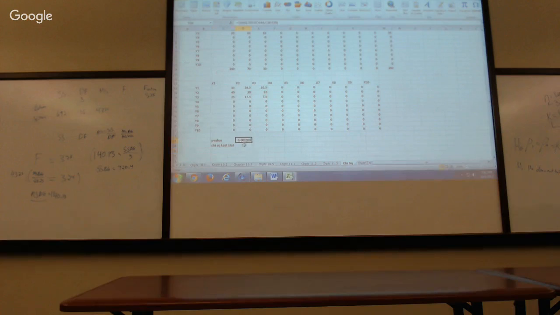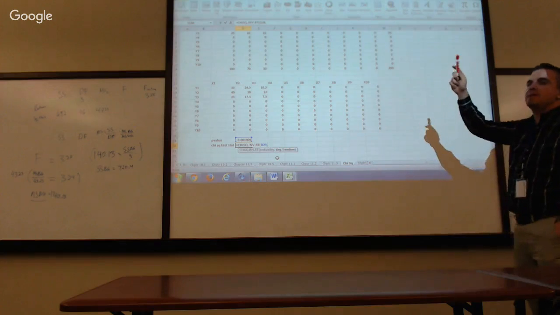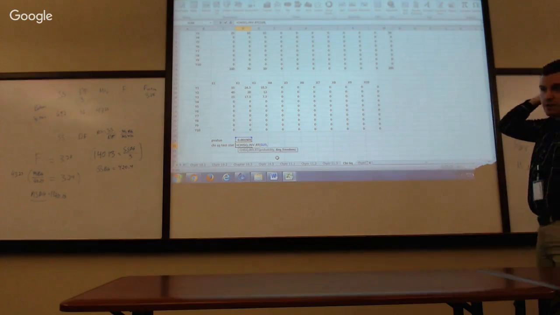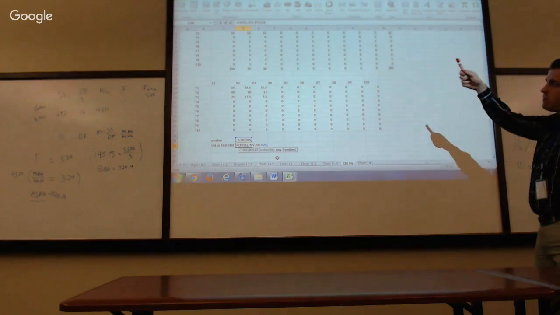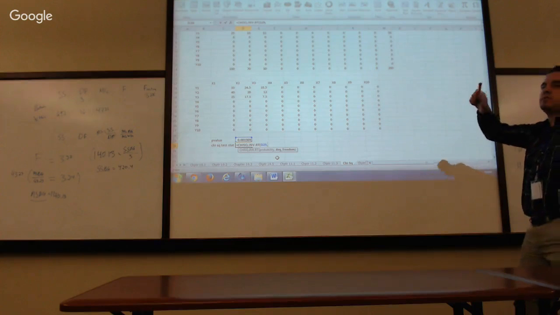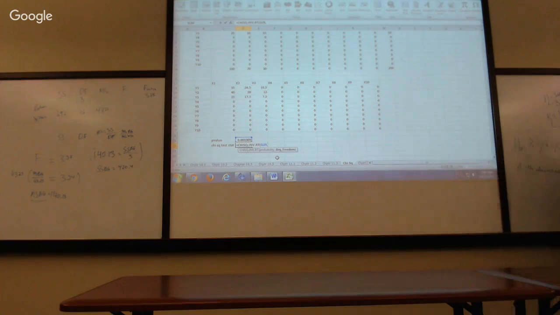And our chi-squared test statistic is going to be equal to the chi-squared inverse right tail. This is our probability. And our degrees of freedom is going to be our factors minus 1, so our rows minus 1 times our columns minus 1. So we had 3 rows and 3 columns, so it's 2 times 2. Our degrees of freedom is 4.